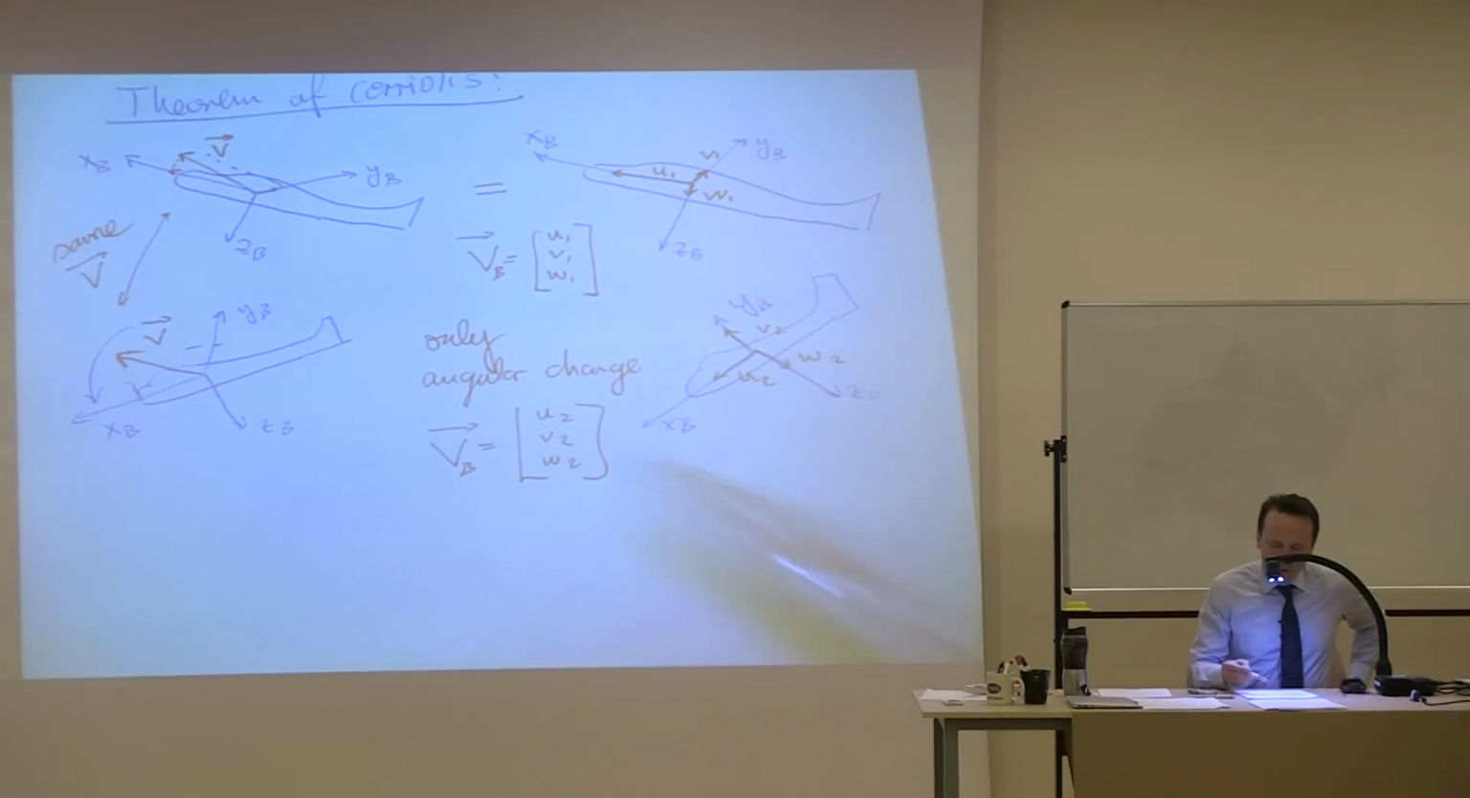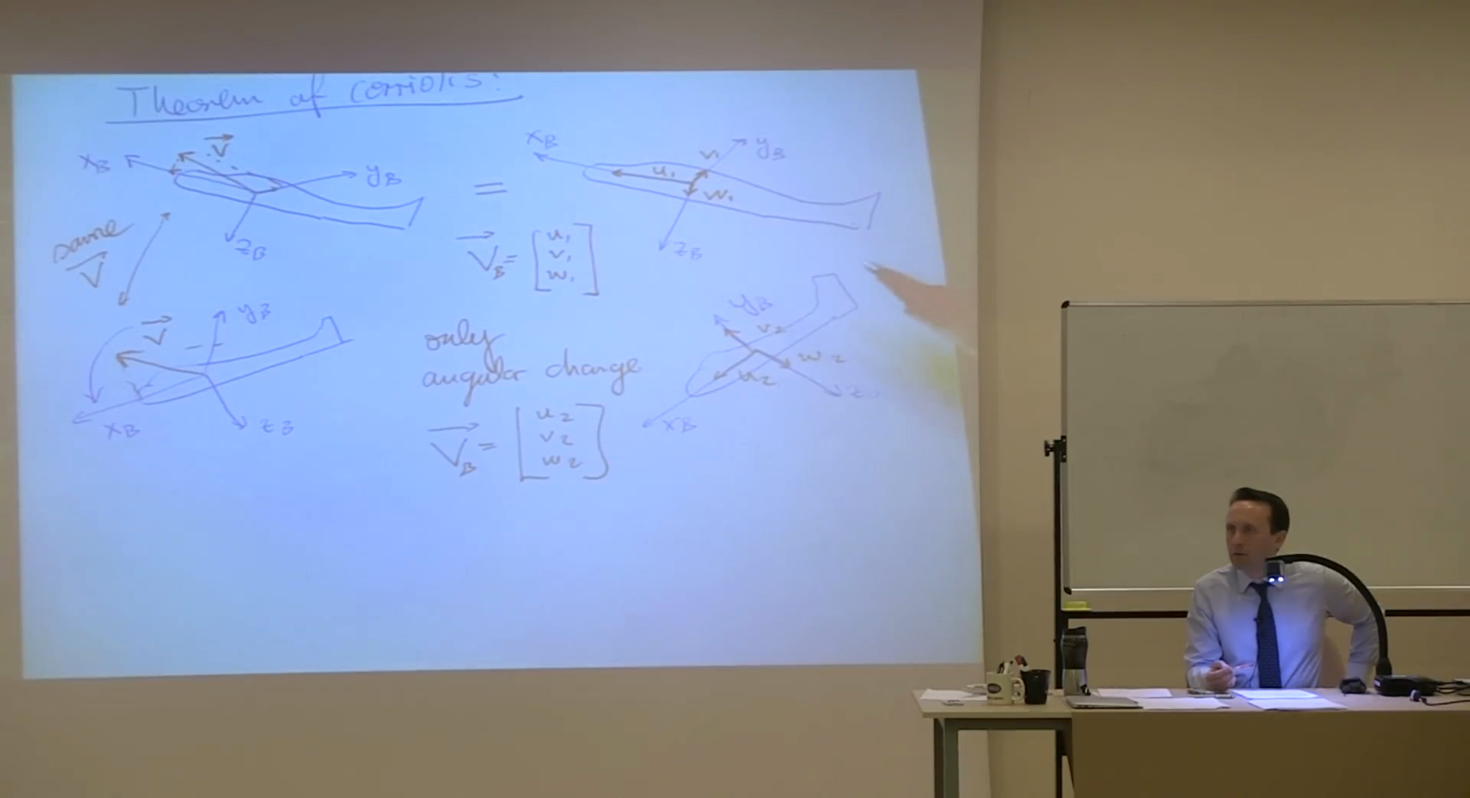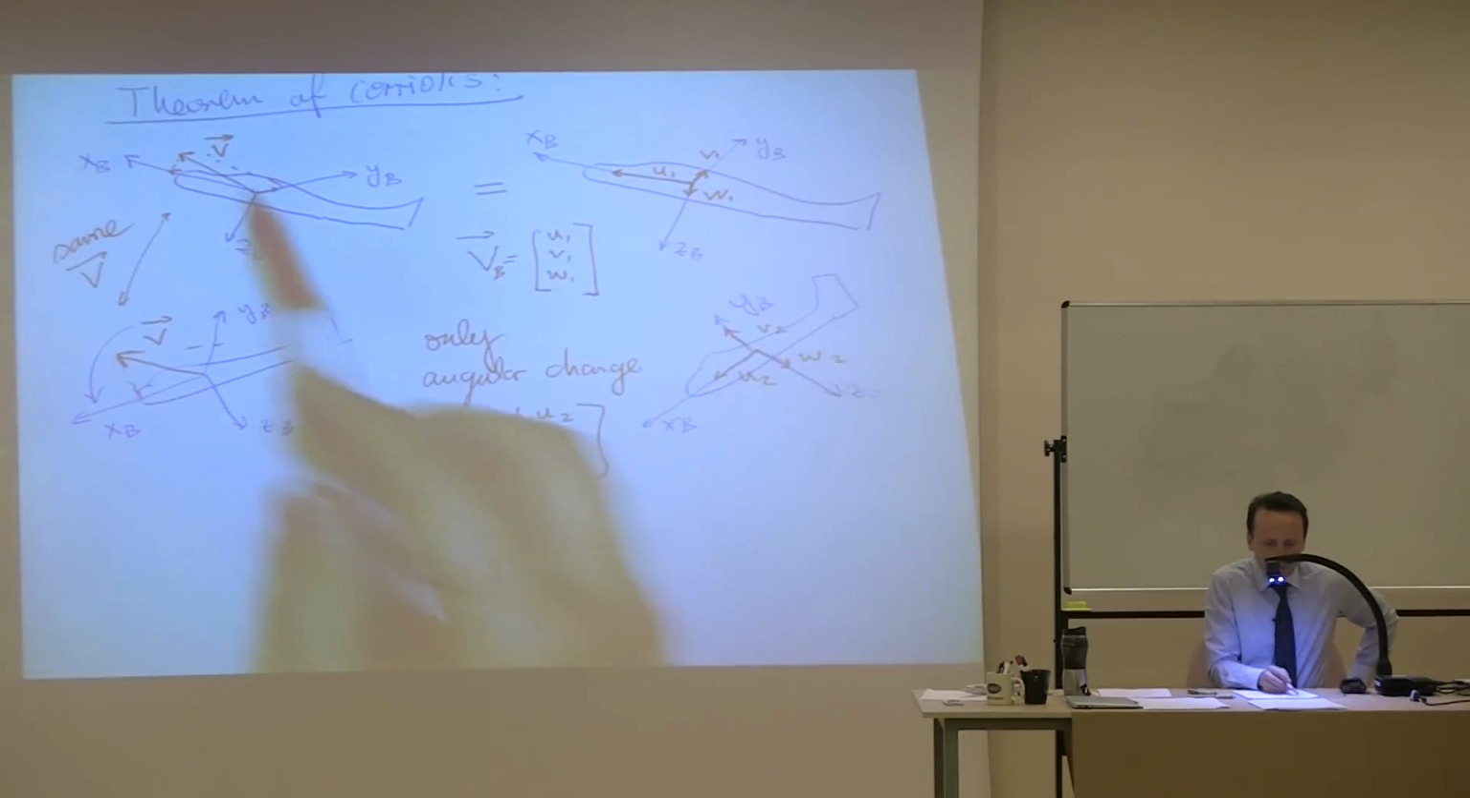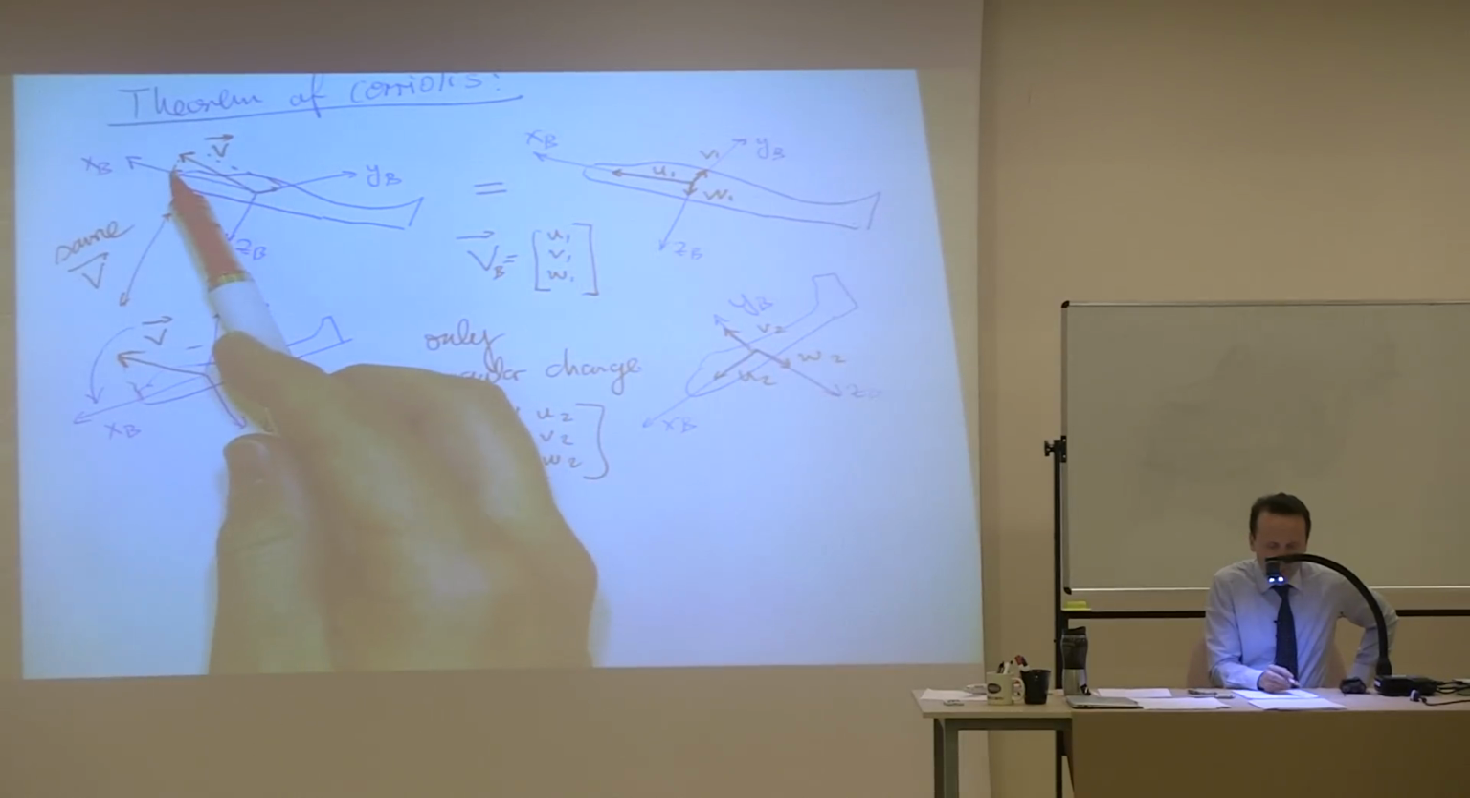Now here's the question. Are these two, u1, v1, w1 and u2, v2, w2, the same? Will they be the same? No, they will not be the same, right? Because the attitude has changed, so they will be different. I mean, you can see it here. There's a lot in the x body direction.